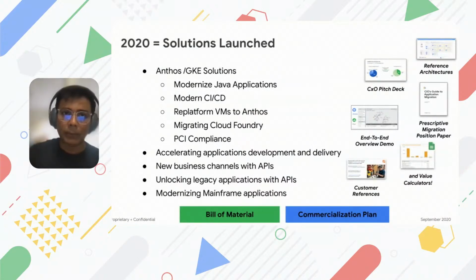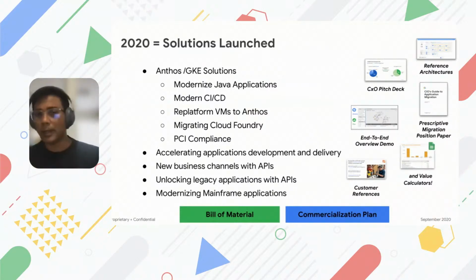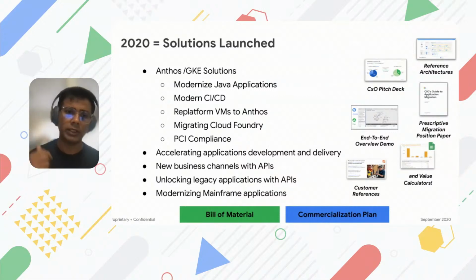So a quick snapshot of what we've launched already in 2020. These are packaged solutions that are available for you. We give you value calculators, so even if you want to go back to your leadership team and show them, here's the value in the solution, we can quickly sit with you and generate the value associated with it. We can give you customer references, everything that you want. I'm not going to go into each of these in detail, but pretty much the Anthos GKE solutions on Java, Java CI/CD, acceleration app dev, and even on mainframe as well if you want.